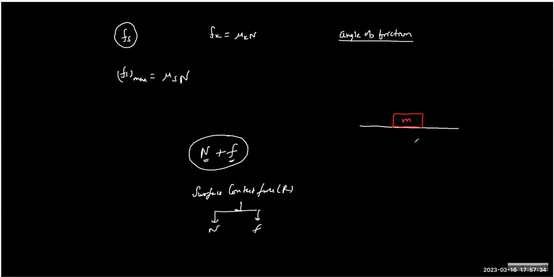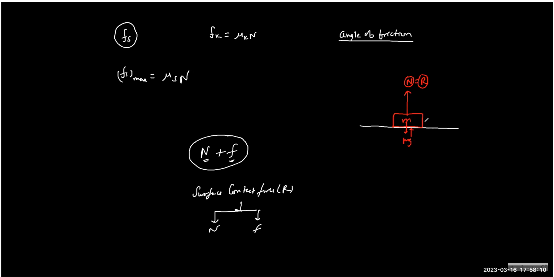Right now, do you see any tendency of this block to move if the surface is horizontal or flat? No. If there is no tendency to move, the only thing it can do is press the surface downward because the earth is pulling, right? So to oppose the gravity, it will exert force. And therefore the normal will be the reaction force. So the total surface contact force is equal to normal.